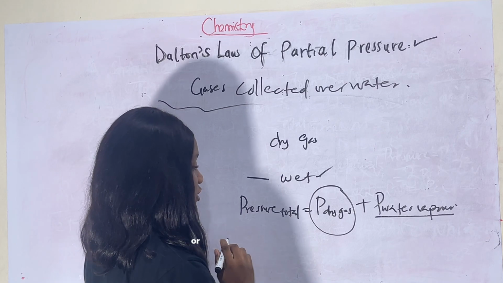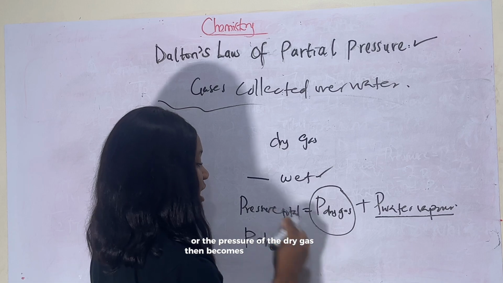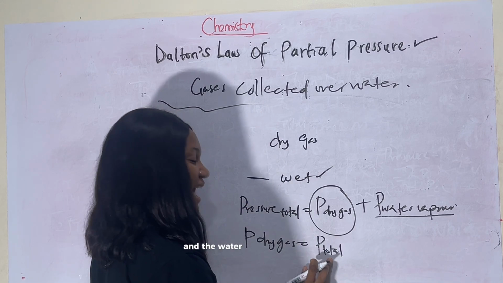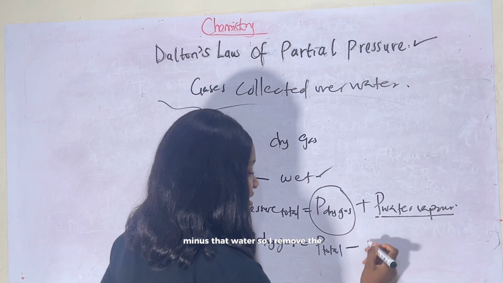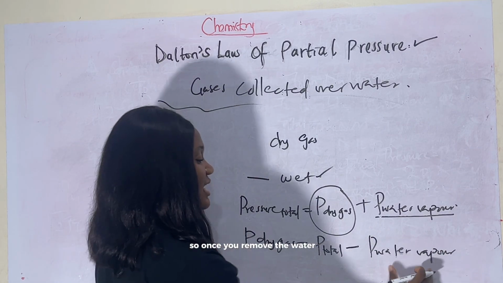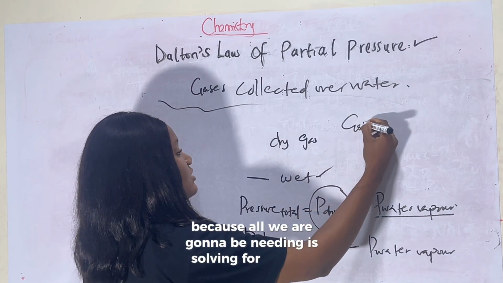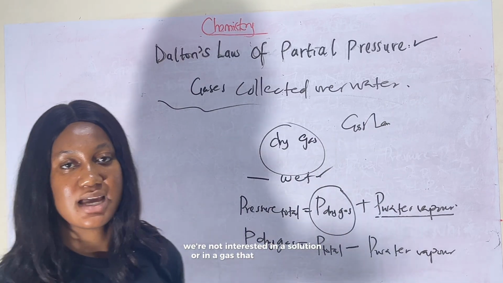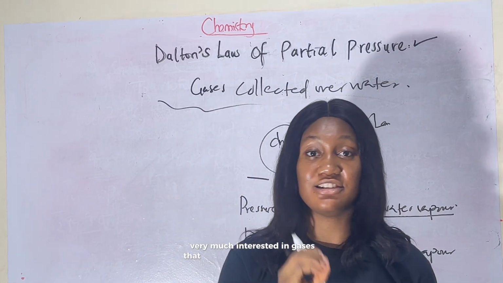So the pressure of the dry gas becomes our total pressure, which consists of the pressure of the dry gas and the water attached to the gas, minus that water. So we're removing the water vapor that was attached to it. Once you remove the water, you're going to get your dry gas, because what we need in solving our gas laws is our dry gas. We are not interested in a solution or in a gas that has water in it. We are very, very much interested in gases that are dry.